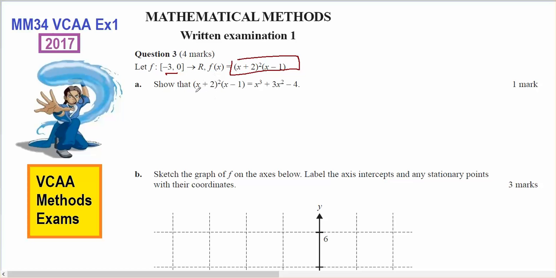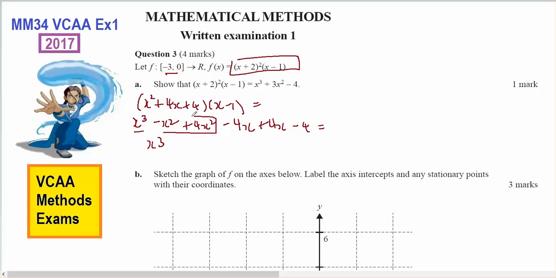So I'll expand the first and I will get x squared plus 2 times the first times the second is 4x plus 4 times x minus 1 equals the right hand side. X squared times that's x cubed, x squared times that's minus x squared, 4x times x is plus 4x squared, 4x times minus 1 is minus 4x, 4 times x is plus 4x, 4 times minus 1 is minus 4, and I've got an x cubed plus 3x squared, the 4x terms disappear, minus 4 equals right hand side, therefore done.